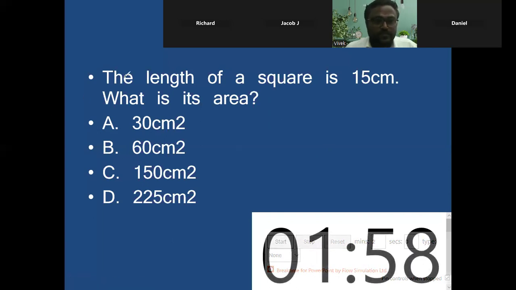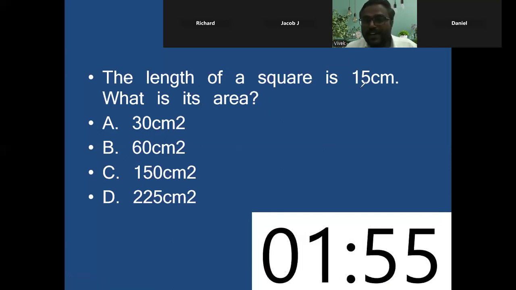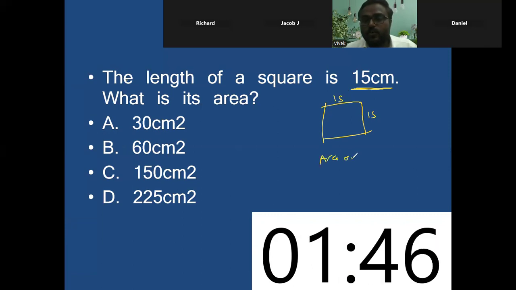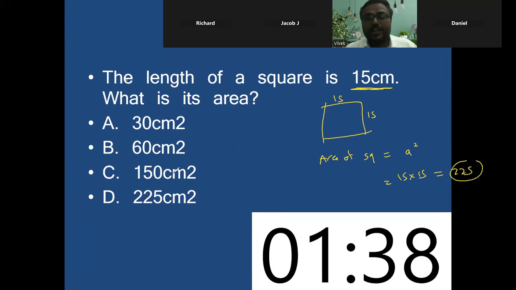So here we go. The side of a square is 15 centimeters. So this is your square, 15, 15. The area of a square is equal to a squared, where a is the side. So it's 15 times 15, which is 225 centimeters squared. So option D is correct.